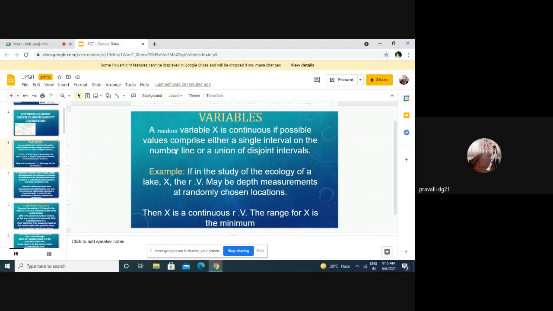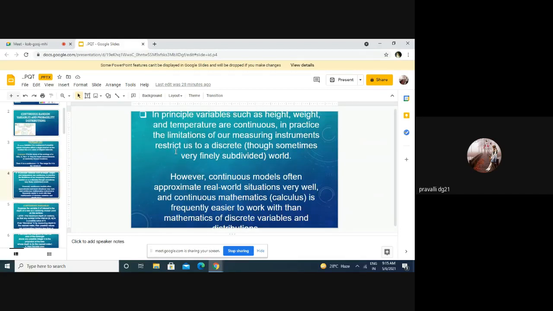Example: in the study of the ecology of a lake, X, the random variable, may be depth measurements at randomly chosen locations. Then X is a continuous random variable. The range for X is the minimum. In principle, variables such as height, weight, and temperature are continuous.